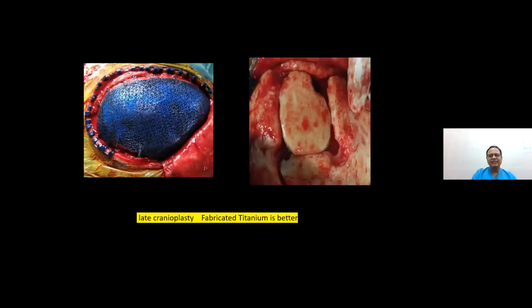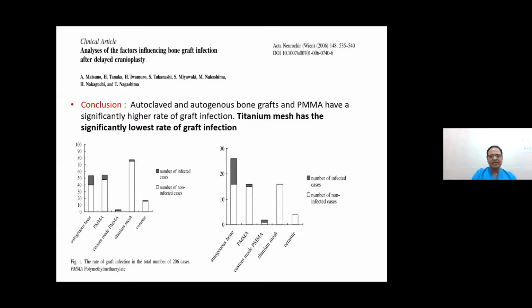So if it's a late cranioplasty, fabricated titanium is better than an autologous bone. Though we might think that a foreign implant will have a higher incidence of infection than using an autologous bone, in this paper they compared different types of material and analyzed which is best in reducing infection. They compared ceramic, titanium mesh, custom-made PMMA, and autogenous bone.